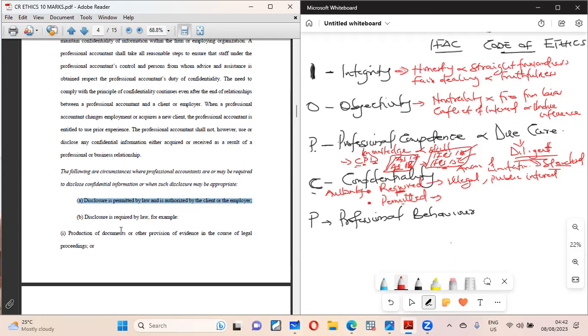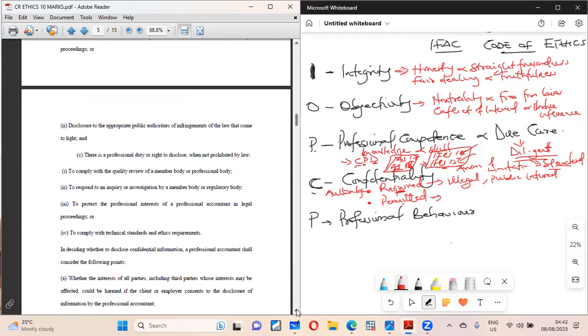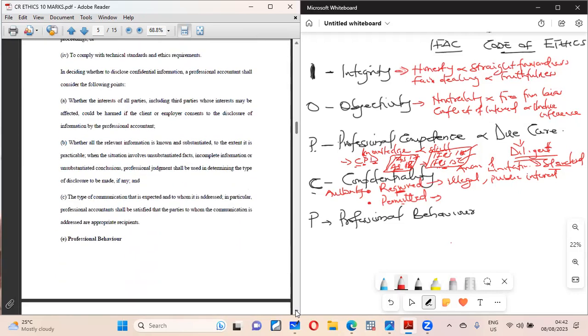Then we have instances where you have to disclose because the law requires it, for example, production of documents or other provision of evidence in the course of a legal proceeding. If they ask for documents, you don't need the permission of your people to provide; you just provide. Disclosure to appropriate public authorities of infringement of the law that comes to light: you have to. The key thing we are discussing is that there is a professional duty or right to disclose when not prohibited by law. You have to comply, in your report or in anything. So know when to do those things.